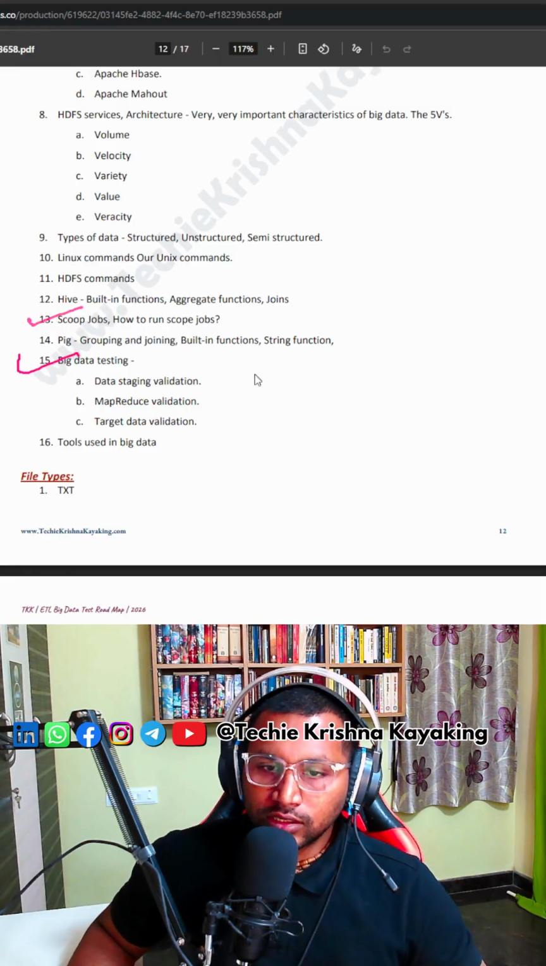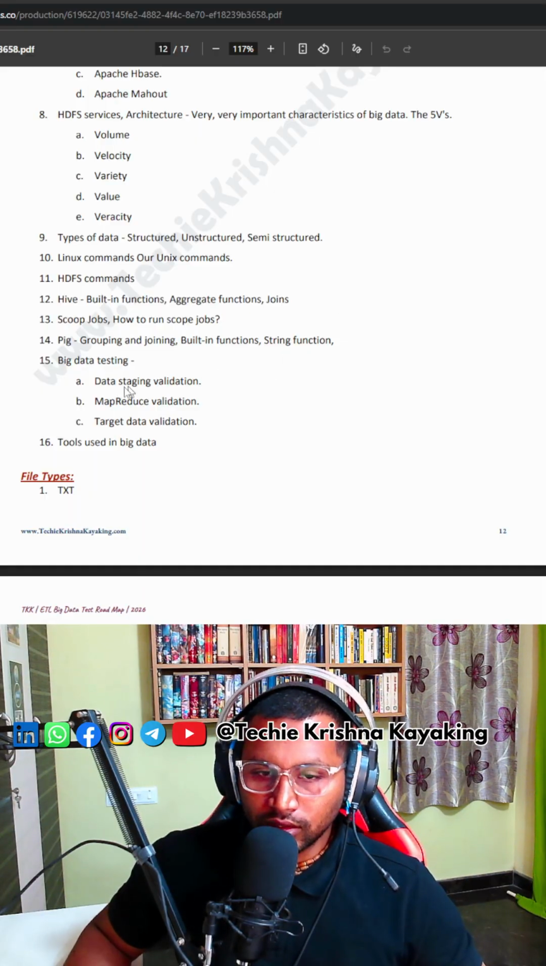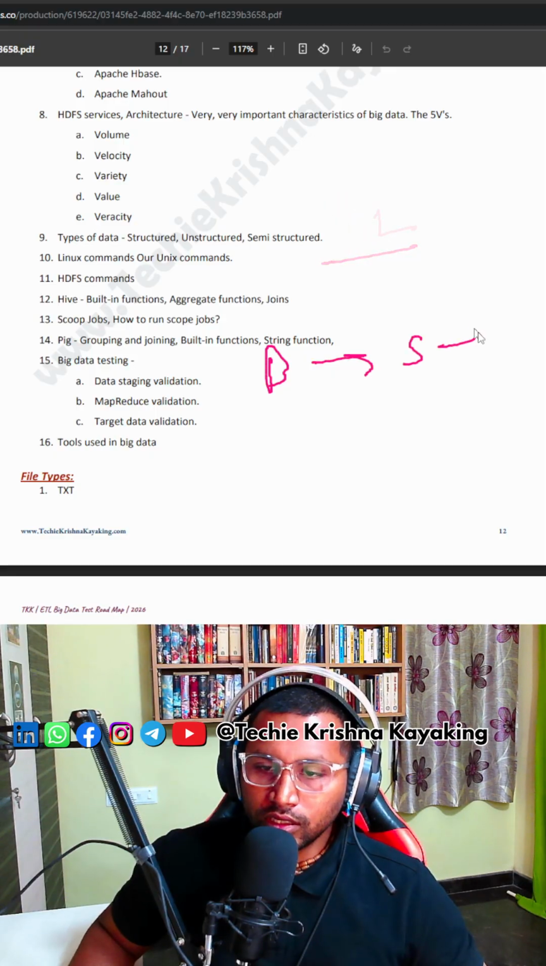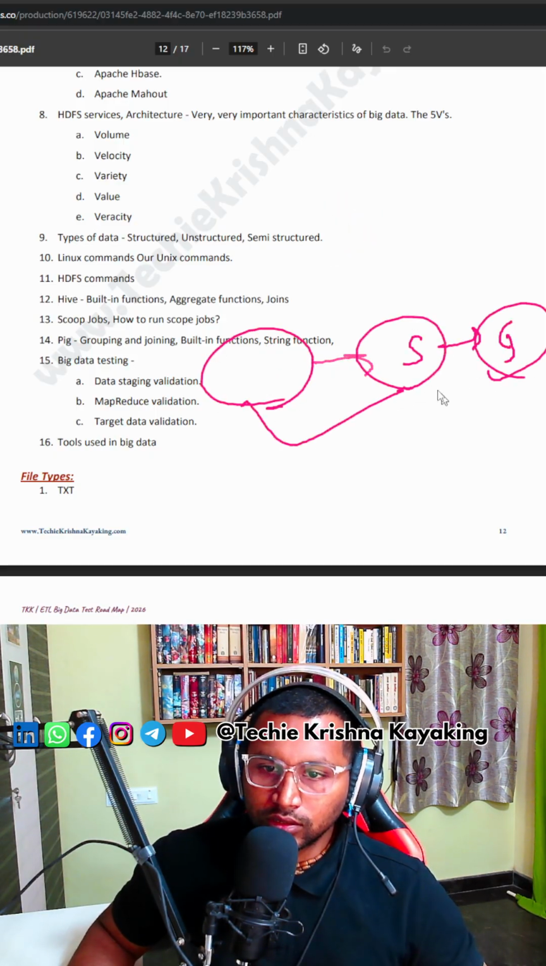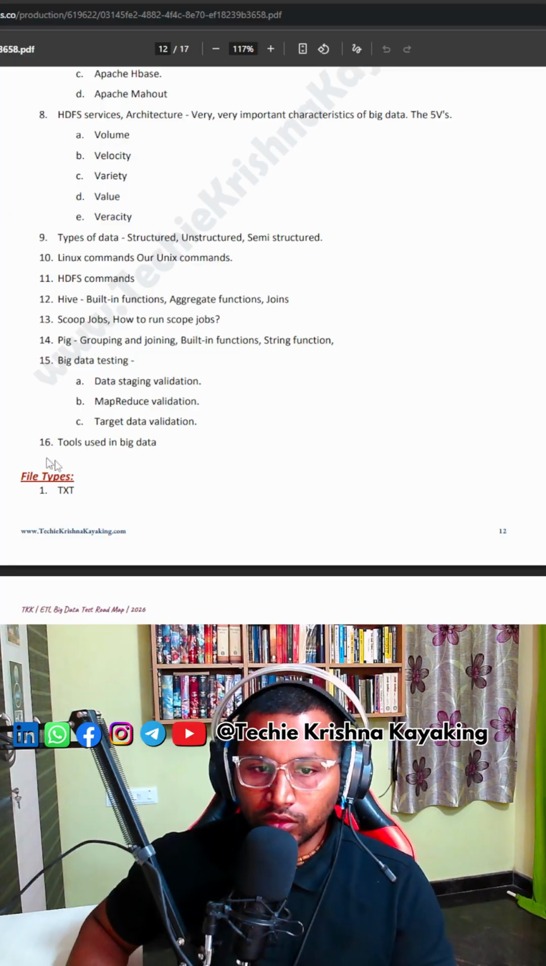So in big data testing we now follow medallion architecture and data lake approach. Earlier they were testing the staging, map reduce, validation, target data validation. So now in our latest technology, when you come across data lake, then you will be following medallion architecture. So bronze, silver and gold. So testing between this and this and this. So this is the kind of testing you will have to do. And what are the tools used?